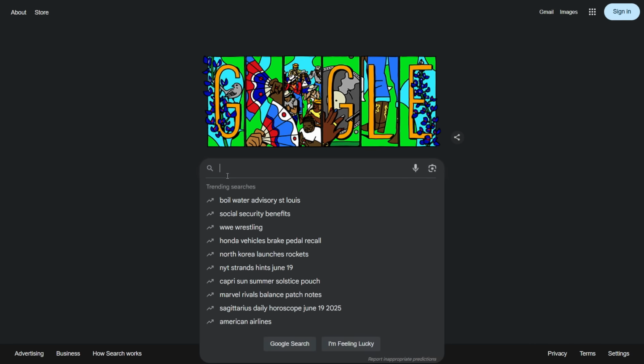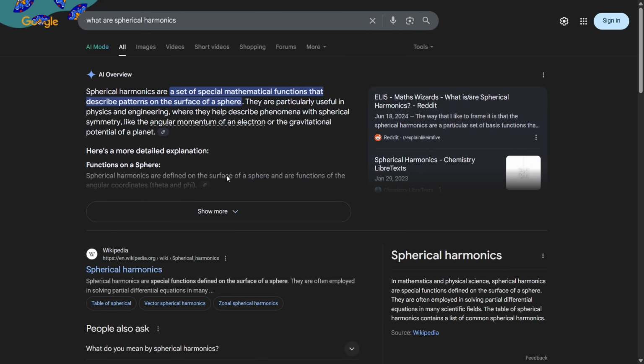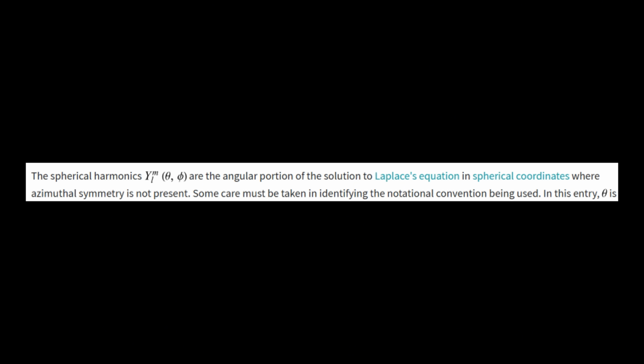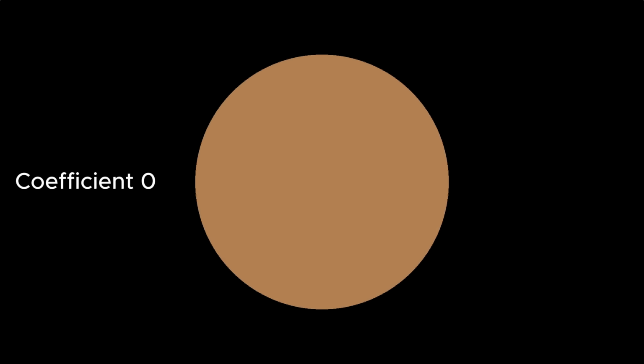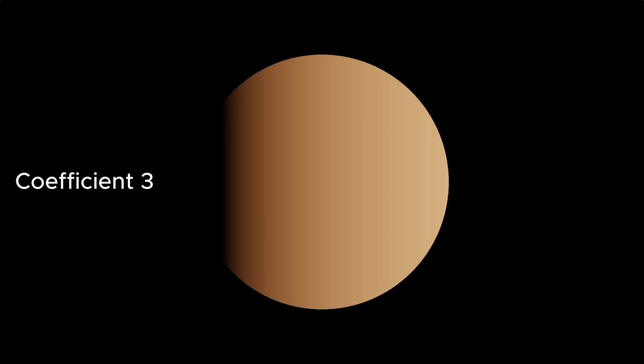Now, spherical harmonics are one of those things that seem really complicated at first. If you look up what they are, you'll probably come across some definition like this one, or some variation of it, but in practice, it's pretty simple. Spherical harmonics are really just the average brightness of a sphere, and some numbers that tell us if an area on that sphere is brighter or darker than that average.